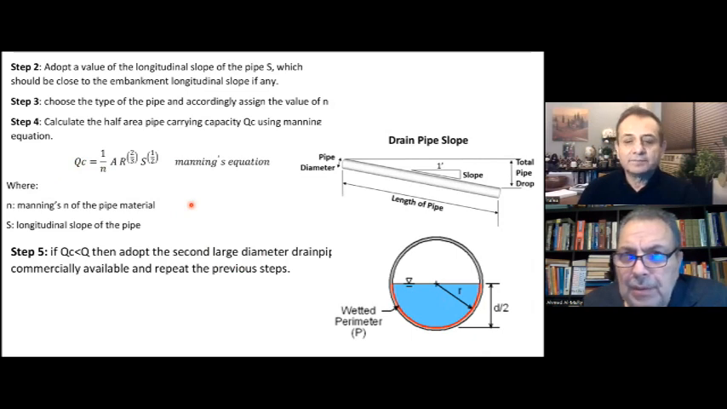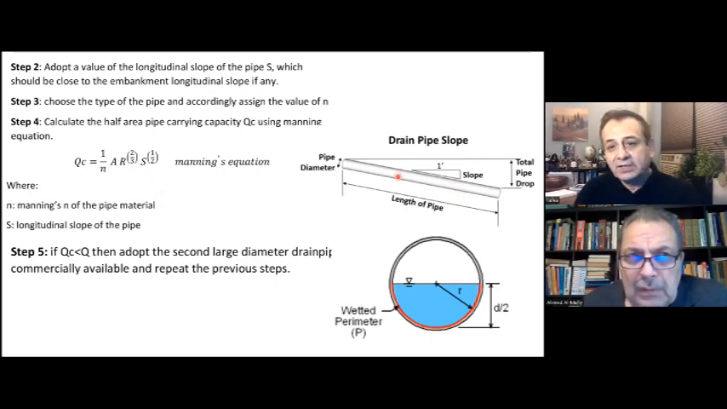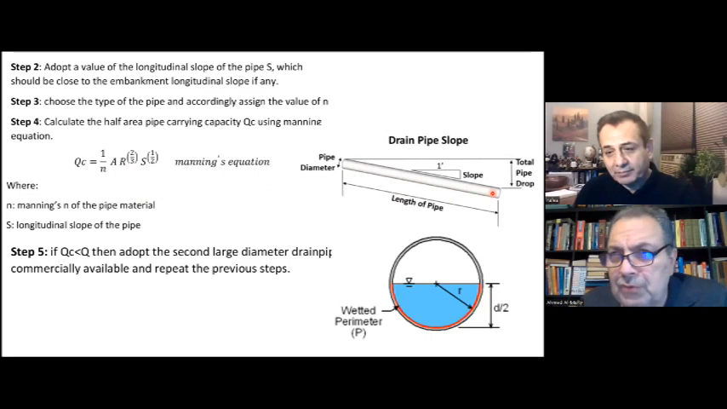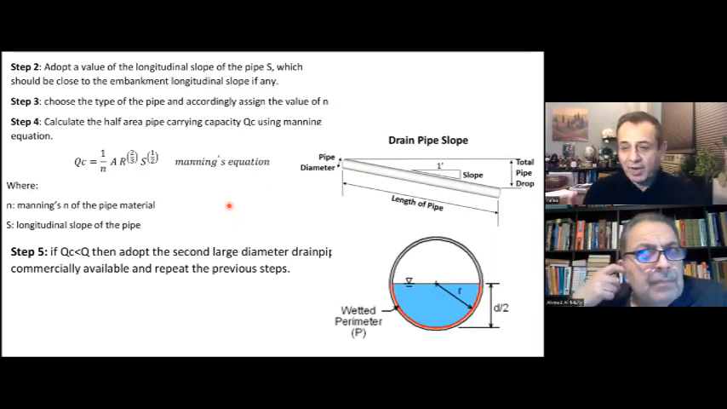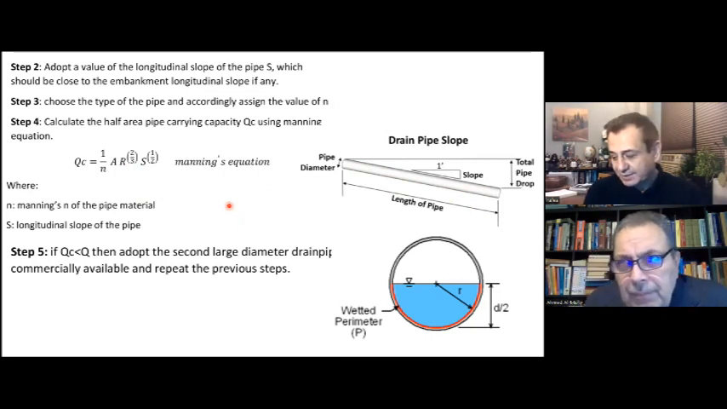How about R? R is the hydraulic radius, which we're going to explain now. And S is the longitudinal slope. How much slope do we usually give a pipe? Usually 1 in 100 or 1 in 1,000, depending on the diameter of the pipe. The smaller the diameter, the more slope you give. There are tables that give you the recommended values.